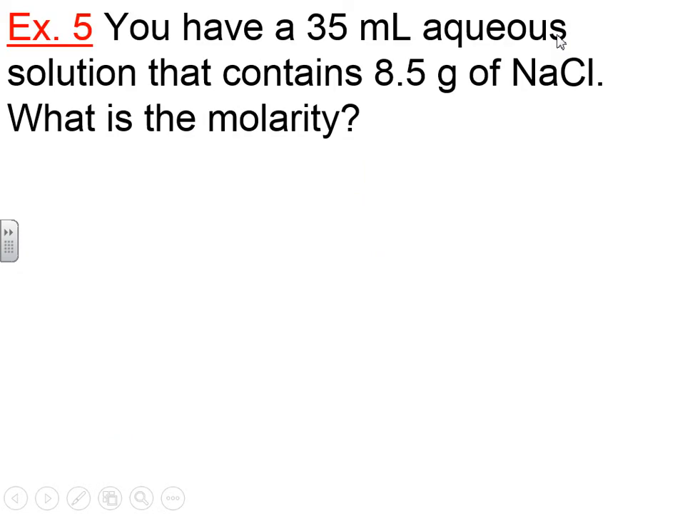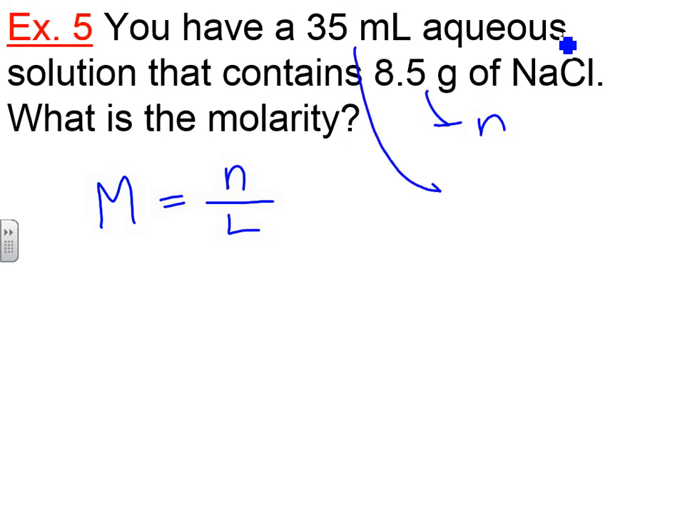So we're going to do some example problems with this. The first example problem asks, you have a 35 mL aqueous solution that contains 8.5 grams of sodium chloride. What is the molarity? Now, what we need is the equation. Molarity is moles per liter. We need to get moles, and we'll get that from grams. And we can convert the milliliters into liters.